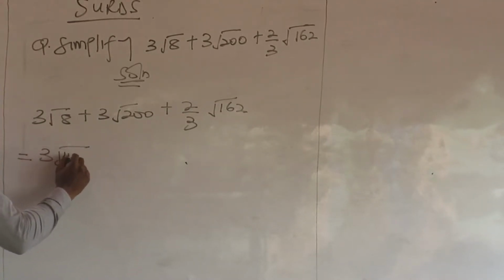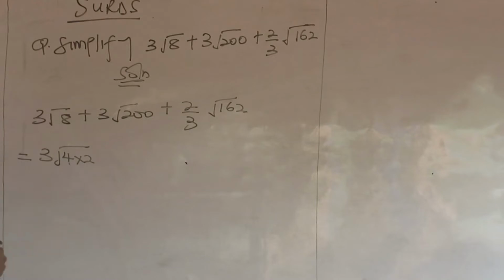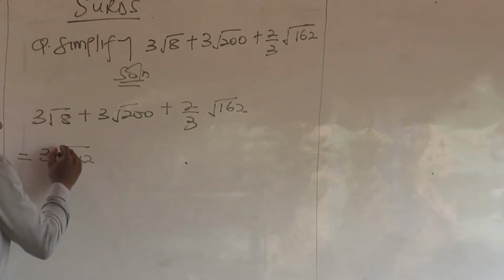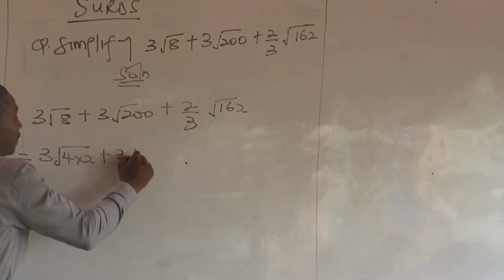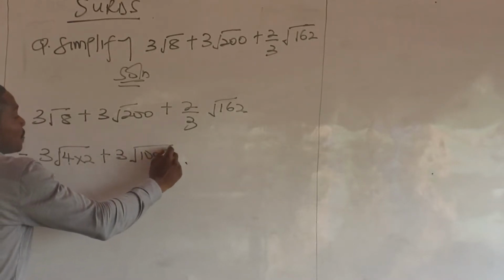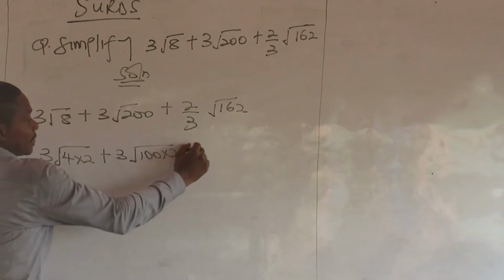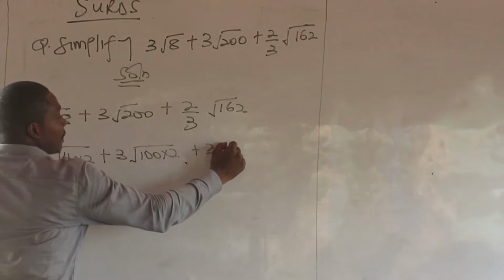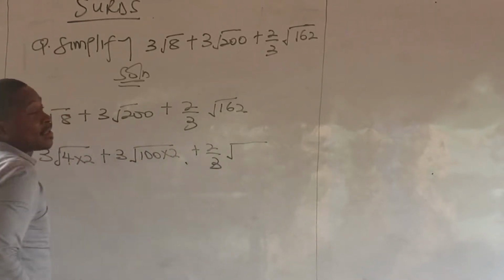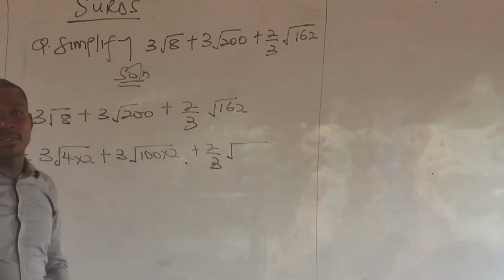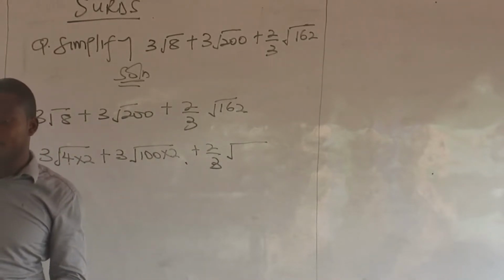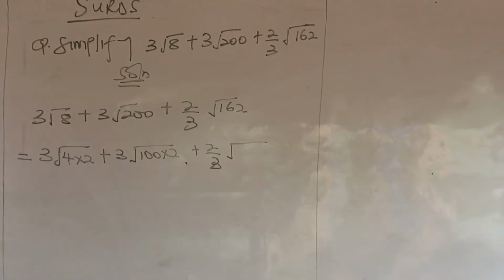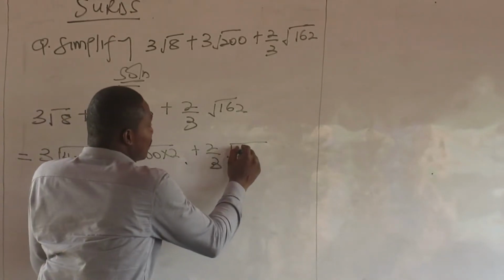So 4 times 2, that will give me 8, right? 4 is a perfect square, so it's possible. Now 300 by 2, that is 200. 2 over 3. Now what is root 162? Check the factors for me. Root 162, what are we going to use? 81 times 2. Good.